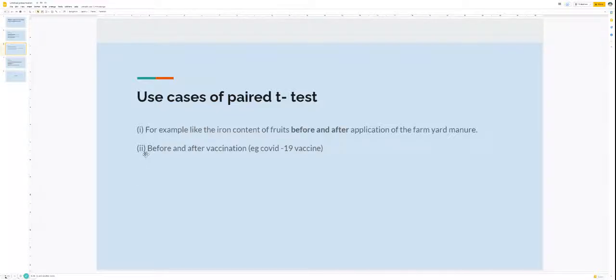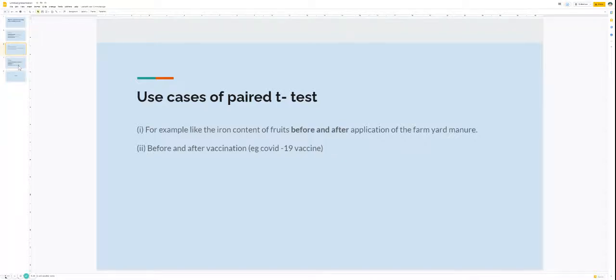The second example is much clearer: before and after vaccination. For a particular set of people, before vaccination, what is the probability that they could get COVID, and after vaccination, what is the probability that they could get COVID. That is the vaccination efficacy, right? Before, what is the efficacy, and after vaccine application, what is the efficacy.